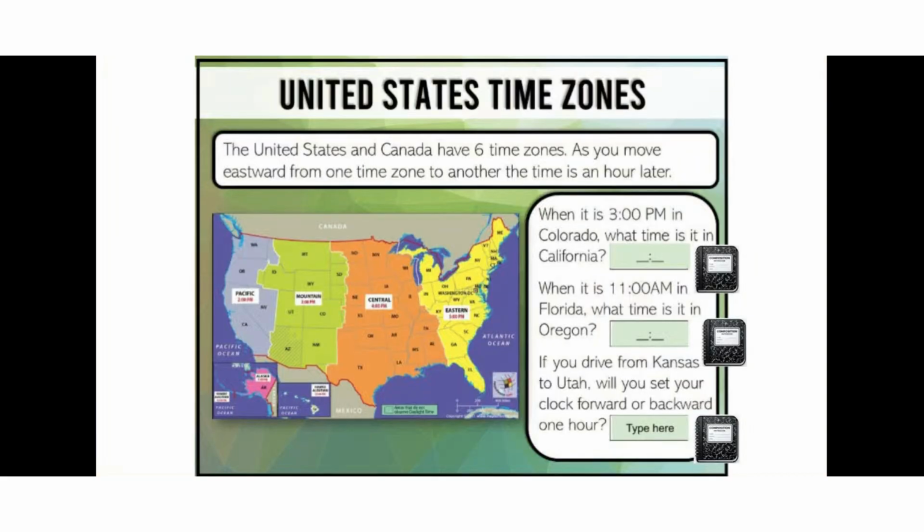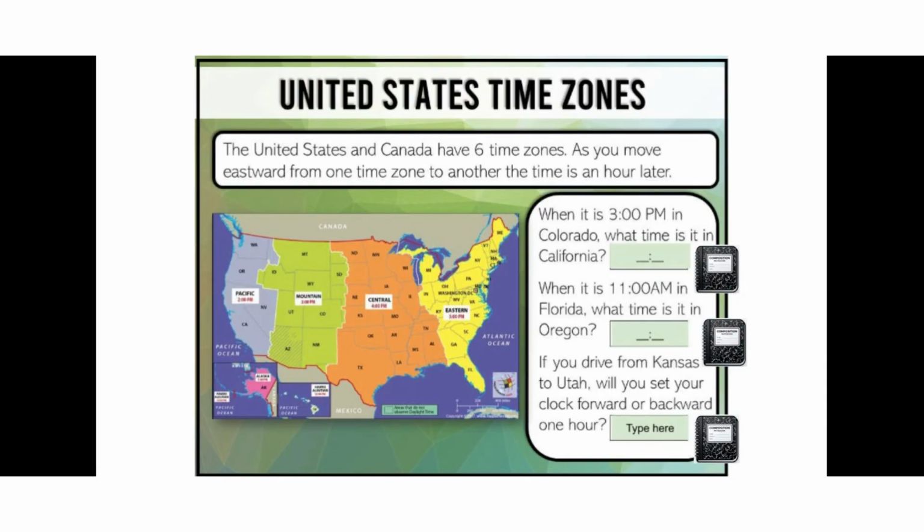Time zones. When you count Alaska and Hawaii, the United States and Canada have 6 time zones. As you move eastward from one time zone to another, the time is an hour later.